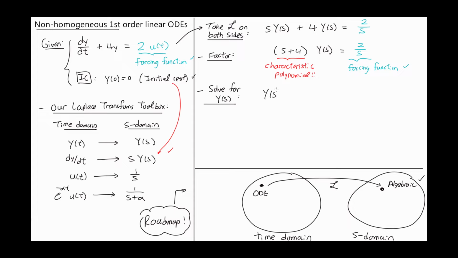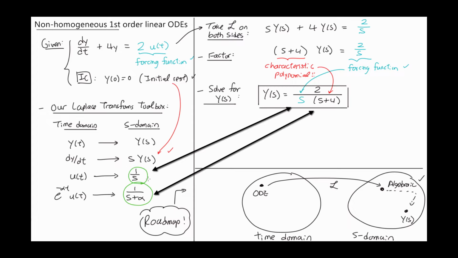So we're going to solve for Y(s), and that's going to be 2 divided by s times (s plus 4). Again, one part is the forcing function, the other part is the characteristic polynomial. Cool. That's pretty much the answer for Y(s) in the s domain. Now our job is to see if we can find an inverse Laplace transform. Looking at the table, we see that we have 2 parts that we can work with.